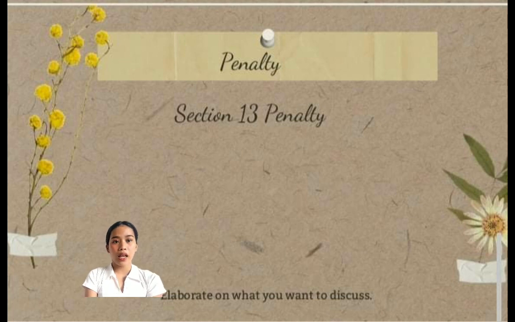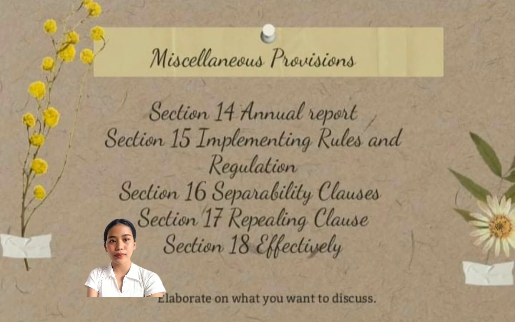In case of non-compliance with the provision of Section 9 of this Act, the BSP shall impose an administrative sanction and other penalties on the concerned government financial institutions, including a fine of not less than 500,000 pesos.